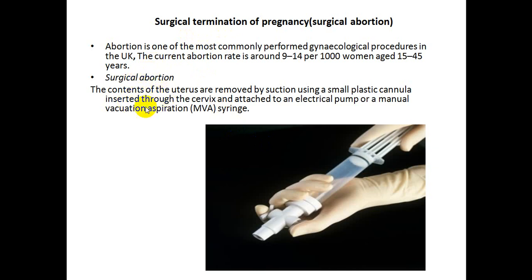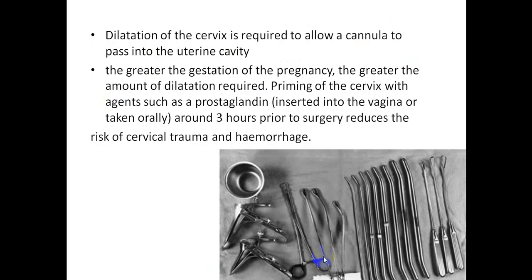First of all, common surgical termination of pregnancy, surgical abortion. As mentioned previously in the lecture on abortion, we have surgical abortion or induced abortion. First of all, manual vacuum aspiration. This is used to terminate pregnancy below 6 weeks.